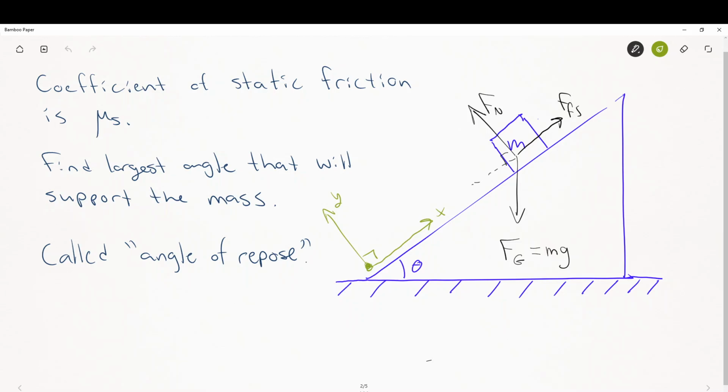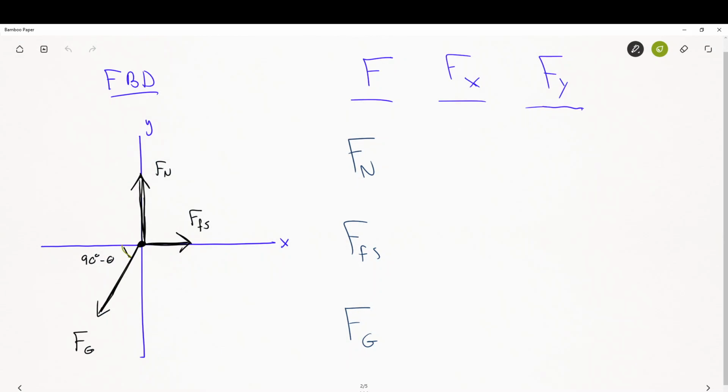Okay. The angle that the force of gravity makes with the negative x-axis is 90 degrees minus theta. The reason for that is that if I have something straight down and something which is parallel to the surface of the ramp, and this is theta, then this angle will be 90 minus theta. So this is the force of gravity, this is the x-axis, the y-axis, and so 90 minus theta is the angle between the force of gravity and the negative x-axis.